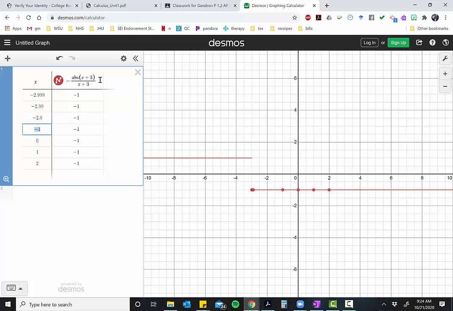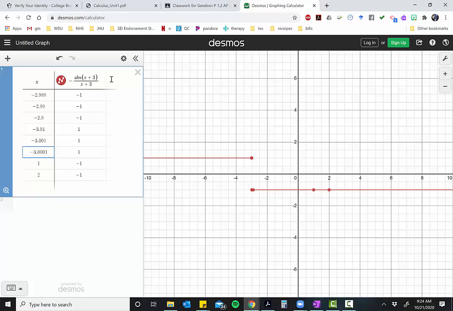Let's look at, that's from the left. Let's look from the right. Negative 3.01. At negative 3.001. Negative 3.00001. Now, of course, by graphing it, we already have given up the ghost that the limit doesn't exist. But as you can see from the table, we have negatives here from the left and positives here from the right. So this is from the left, these are from the right. So we have positives here and we have negatives here. So the limit doesn't exist.